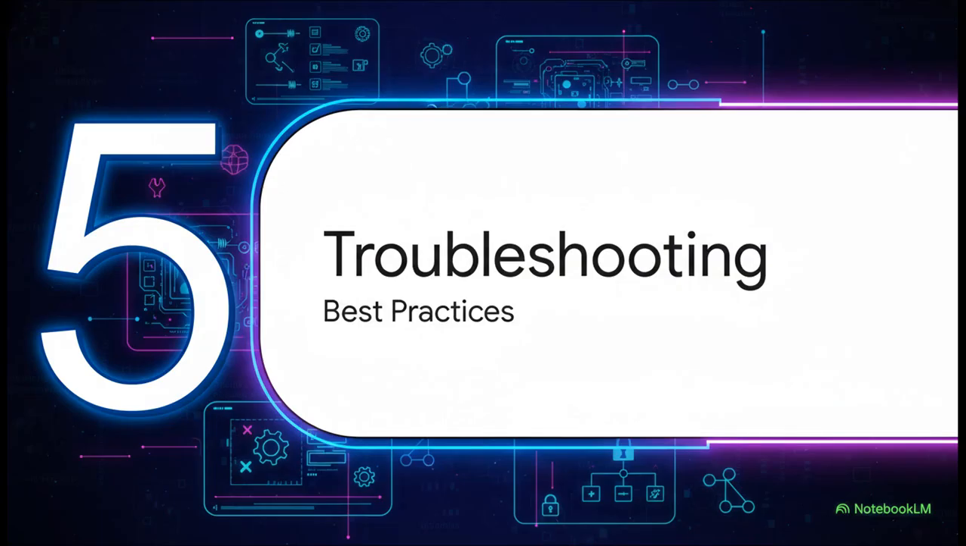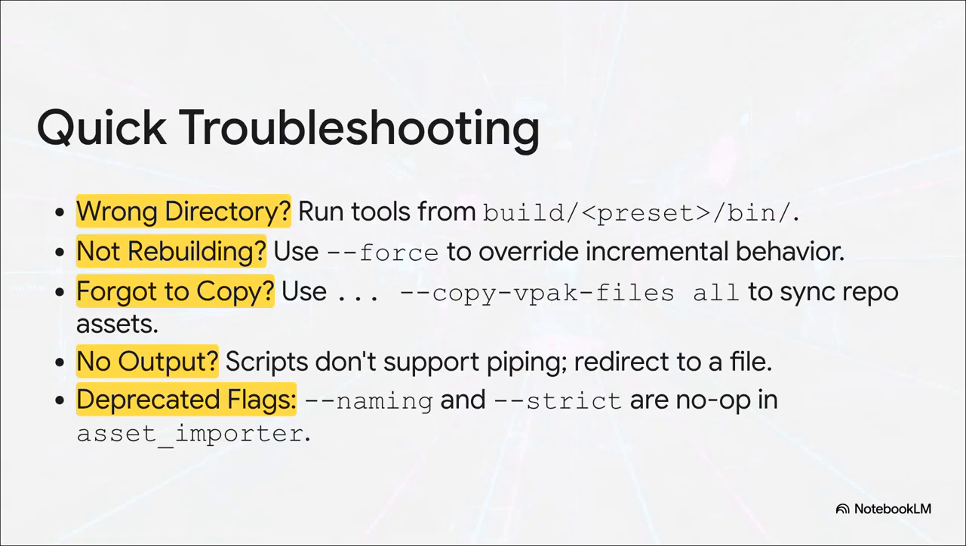All right, to finish things off, let's run through a quick checklist of the most common issues and some best practices. Keep these in mind, and you'll save yourself a whole lot of headaches down the line. Seriously, these 5 things solve like 90% of all problems. First, path issues. Always run the tools from inside the build/preset/bin directory. Second, if your asset isn't updating, remember the importer is smart and skips unchanged files. Just use the -force flag to make it re-import everything.